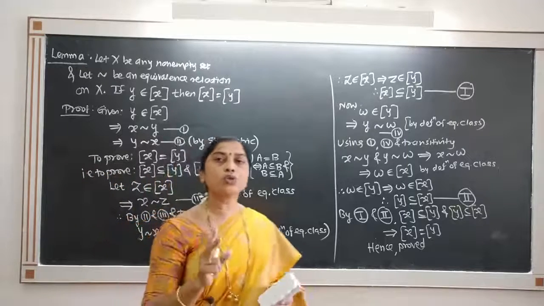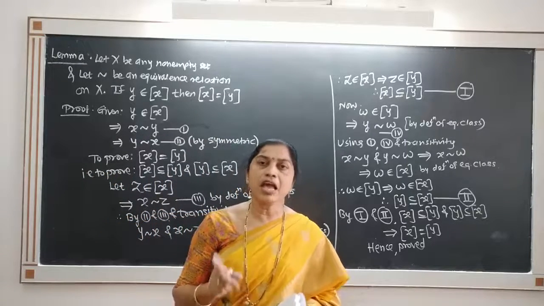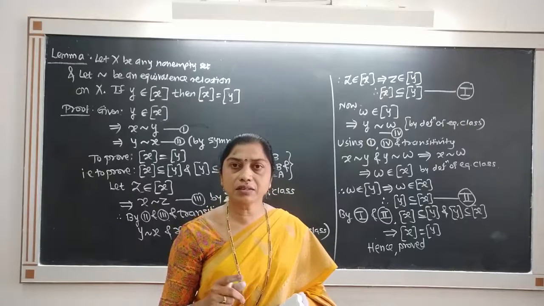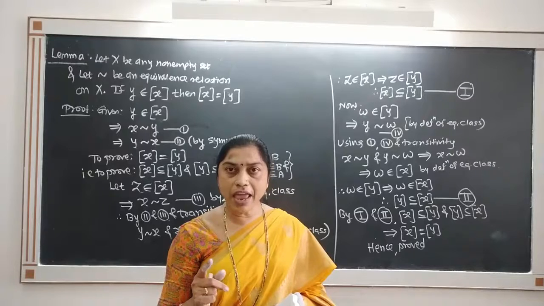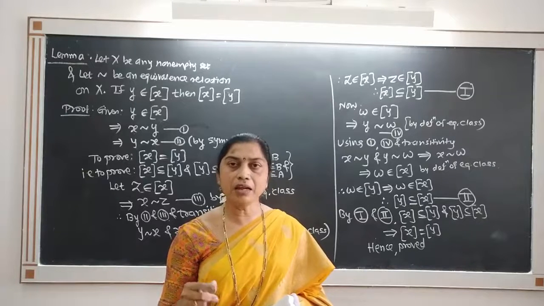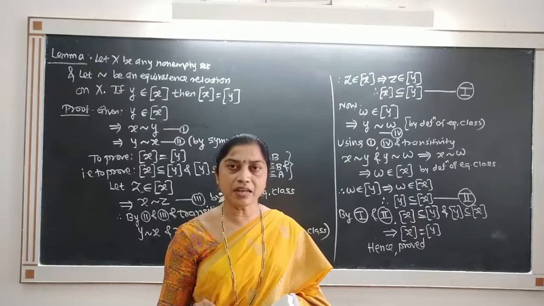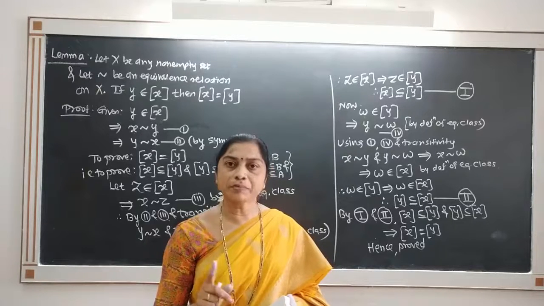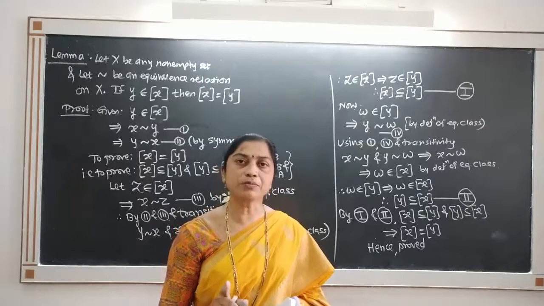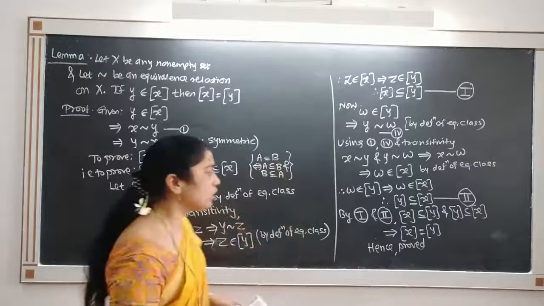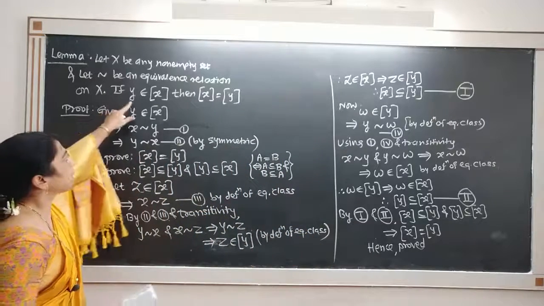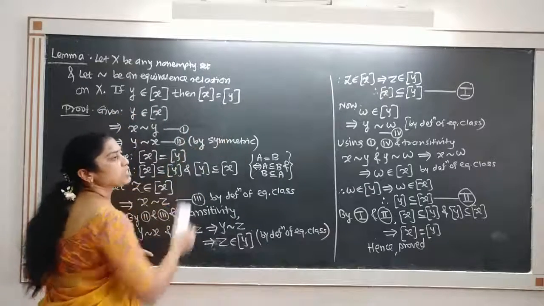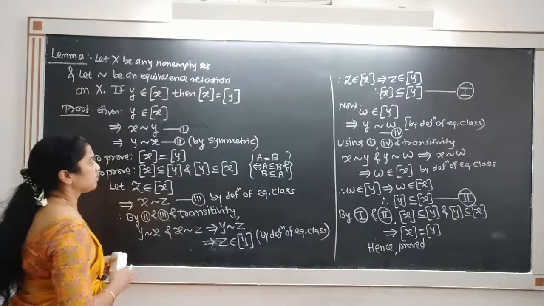So we have only used 2 results in this. A is a subset of B if and only if x belongs to A implies that x also belongs to B. And second, A is equal to B if and only if A is a subset of B also and B is a subset of A also. Using the 2, we have proved that if an element belongs to the equivalence class of another element, both have the same equivalence classes.